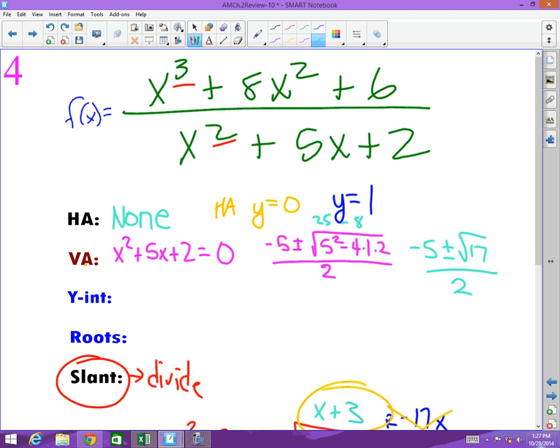If you want to figure out what the decimal form of those two things are, you could. Otherwise, you can just say the vertical asymptotes are x equals a negative 5 plus the square root of 17 over 2 and negative 5 minus the square root of 17 over 2.